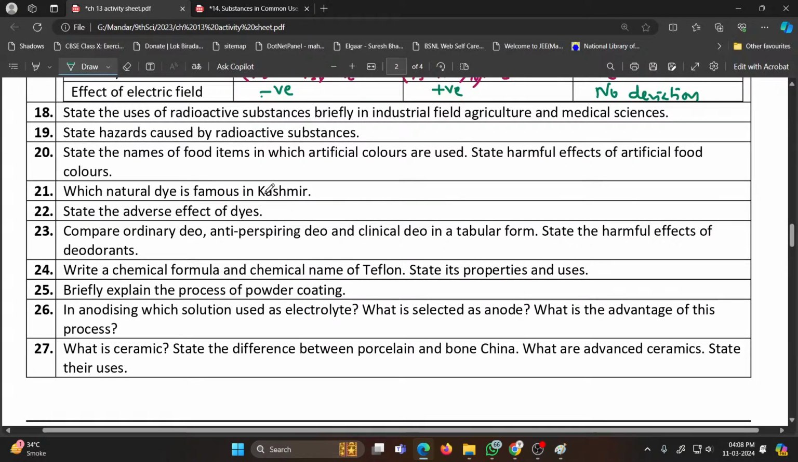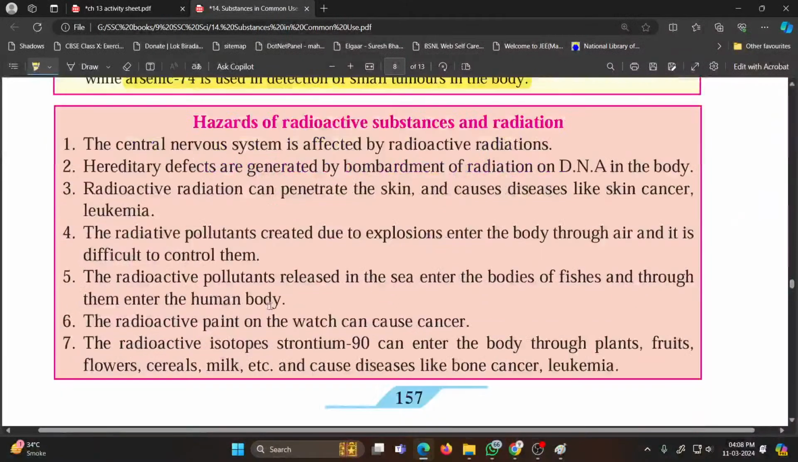State hazards caused by radioactive substances. Hazard caused by the radioactive substances, it affects the central nervous system. The radioactive radiations can affect central nervous system. Then hereditary defects are generated by this exposure to the radiations. It can penetrate the skin, can cause skin cancer, leukemia.